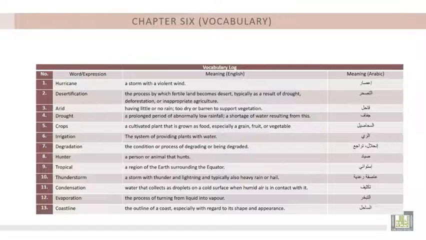The vocabulary log of this chapter includes the following. 1. Hurricane. 2. Desertification. 3. Arid. 4. Drought. 5. Crops. 6. Irrigation. 7. Degradation. 8. Hunter. 9. Tropical. 10. Thunderstorm. 11. Condensation. 12. Evaporation.